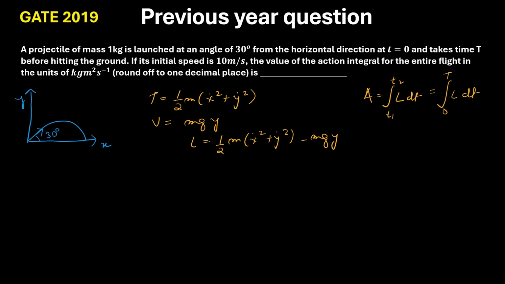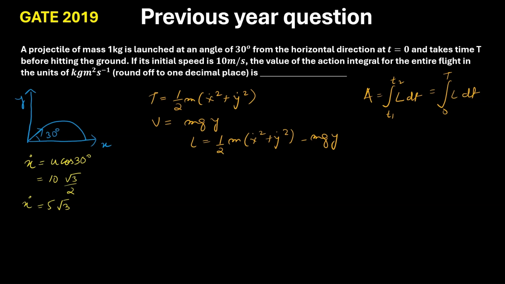To express that, we have to revisit our high school physics on projectile motion. Now we know that in projectile motion, the horizontal component of the velocity remains constant. So x dot here will be u cos 30. So u is 10, cos 30 is root 3 by 2. So x dot will be 5 root 3. Now the y dot, that is the vertical component of the velocity, it changes with time.